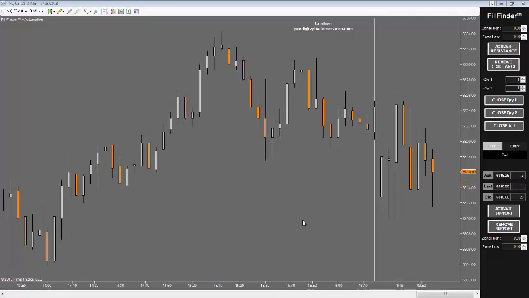Today we're looking at FillFinder plus automation, and we're watching Thursday's activity, January 18, 2018, in the March 2018 NASDAQ futures contract. And we're just going to look at how Supra FillFinder plus automation functions along the lines of a rather simple trading idea.